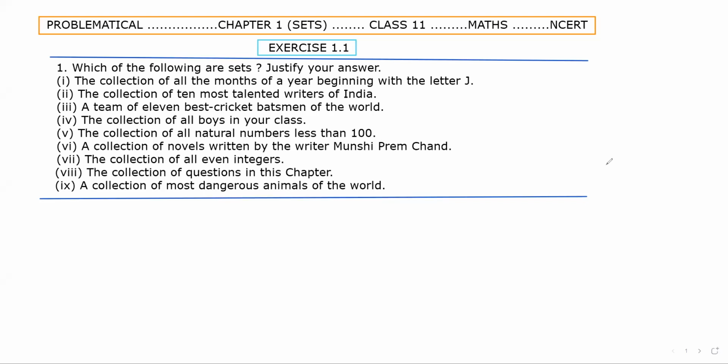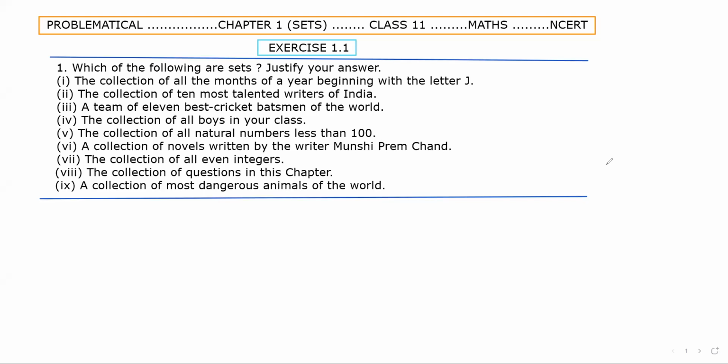Let's start with exercise 1.1 of Sets from class 11th Maths NCERT. The first question is, which of the following are sets? Justify your answer. The first part is the collection of all the months of the year beginning with the letter J. Now we know that a set is a well-defined collection of objects.